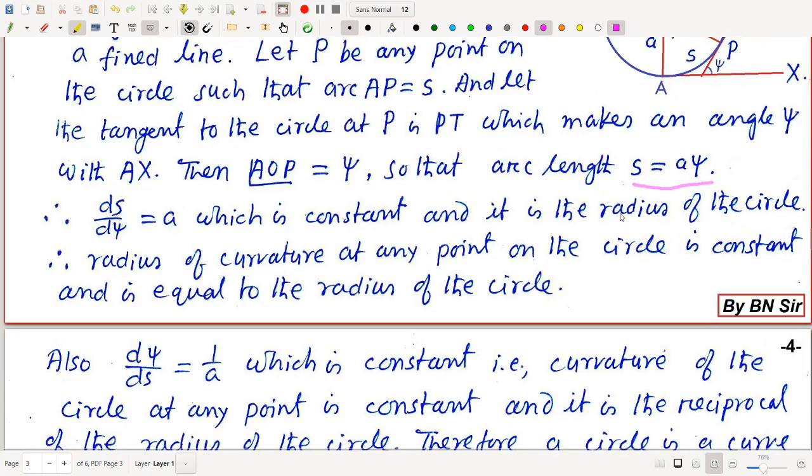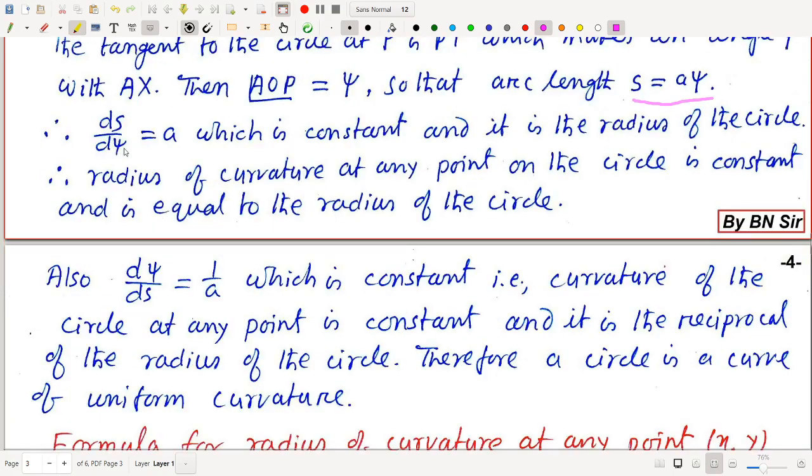Therefore, ds by d psi is what? a. The derivative of s with respect to psi is a into the derivative of psi with respect to psi, which is 1. So the answer is only a. So ds by d psi is a. But what is this a? This is a constant.